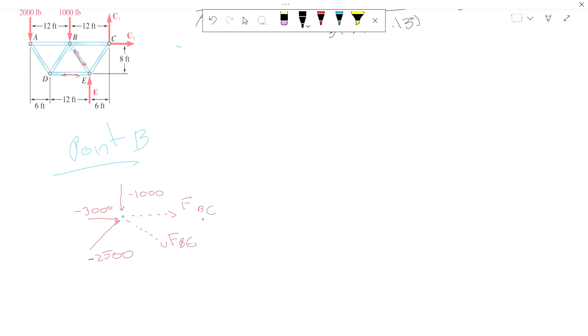So for summation of forces in Y first, equals 0 when up is positive. We're gonna have the contribution of negative 1,000, which was given by the problem, and then we're gonna need dimensions here. So this is a length of 10, and this is a length of 8.